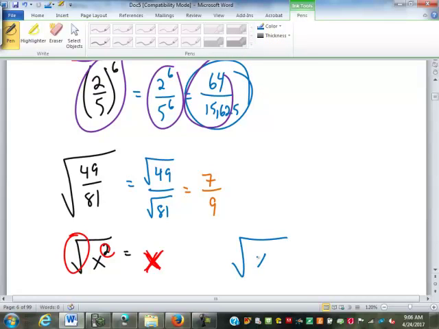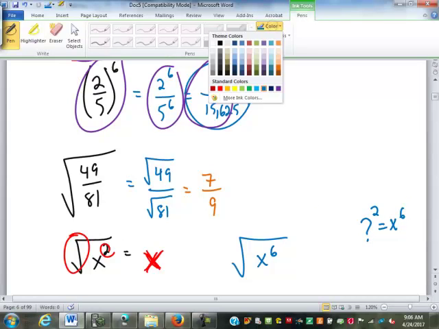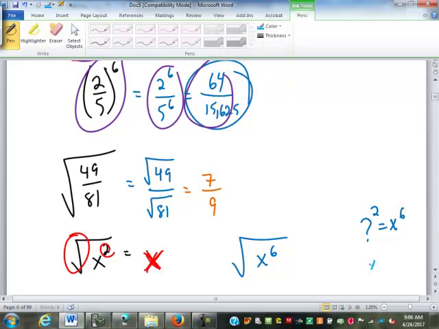What would be the square root of x to the 6th? Well, it's asking us what number squared equals x to the 6th. There we go. If it's x to the 3rd to the power of 2, remember when we do a power of a power, we multiply. 3 times 2 makes 6. X to the 6th.